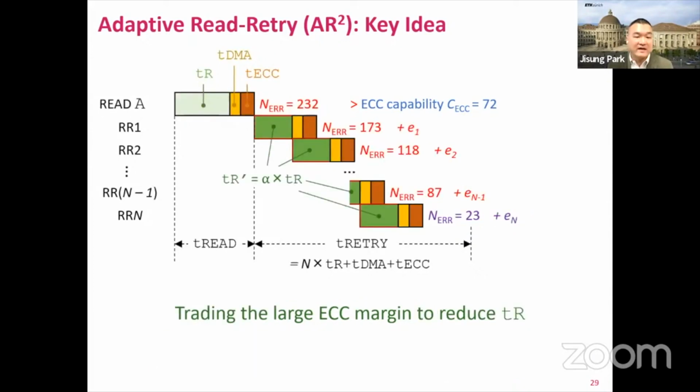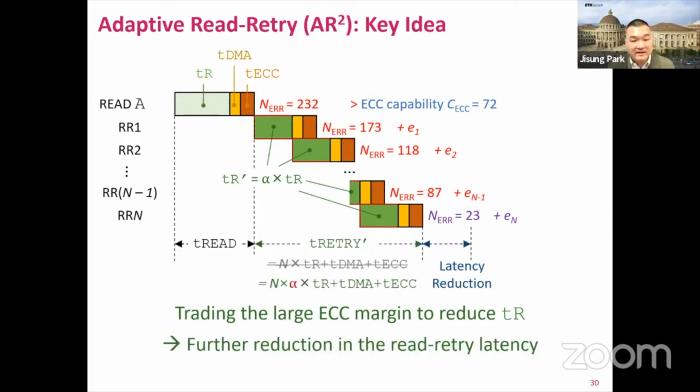So the key idea of AR² is to trade the large ECC margin in the final retry step for reduced read timing parameters, meaning reduced read latency for each retry step, which can further reduce the read-retry latency on top of PR². You may notice that the sensing latency of each retry step is significantly reduced compared to a regular read, at the cost of increasing raw bit errors. Here E1, E2, and so on indicate the additional bit errors caused by reducing the read timing parameters.